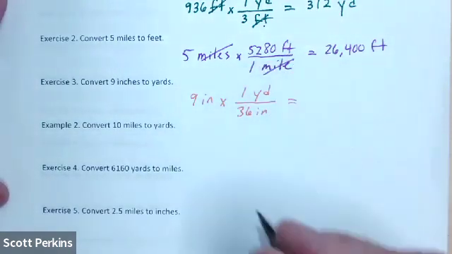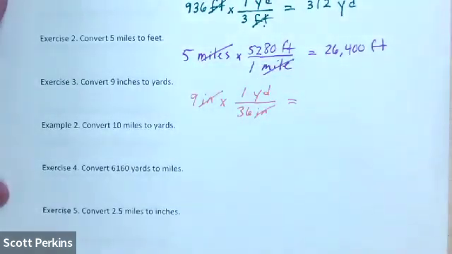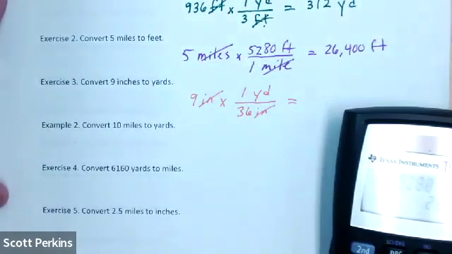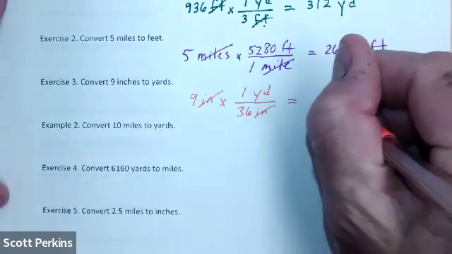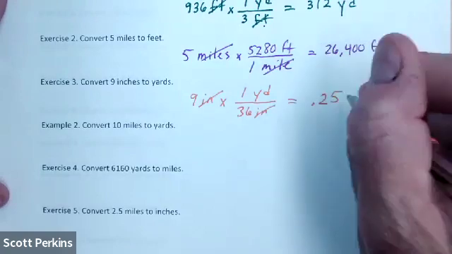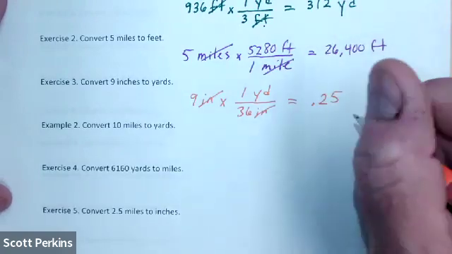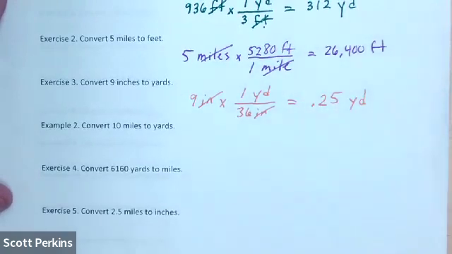And now, again, my inches cancel. That is my whole goal. Now I'm going to do on my calculator 9 divided by 36, and I get 0.25. So 9 inches is 0.25, or if you just reduce the fraction, it's 1/4 of a yard.